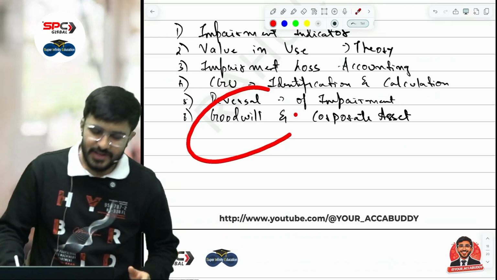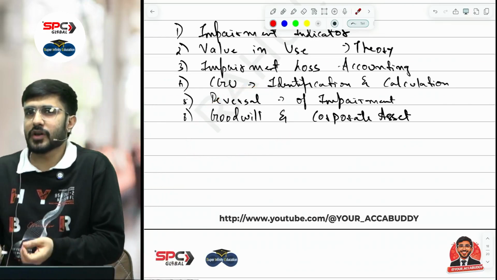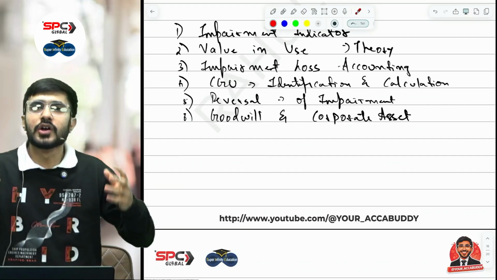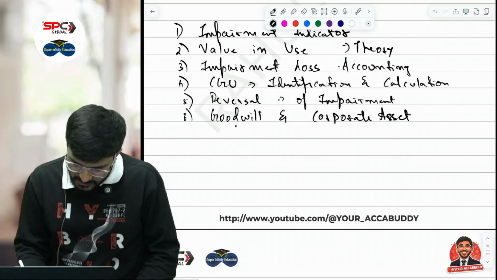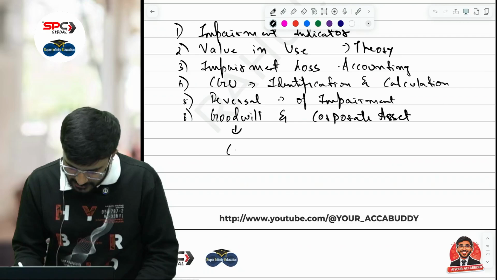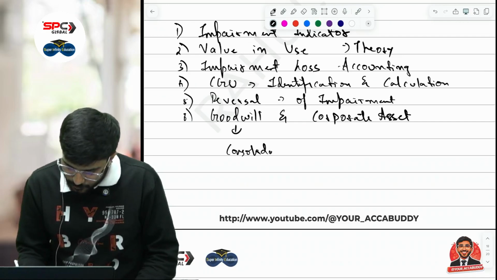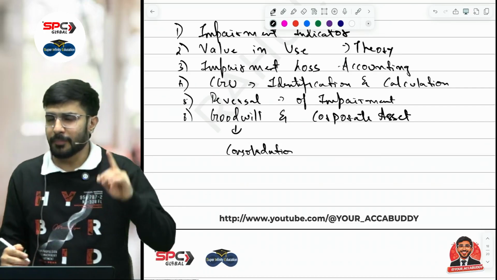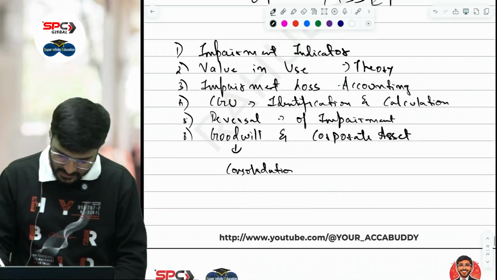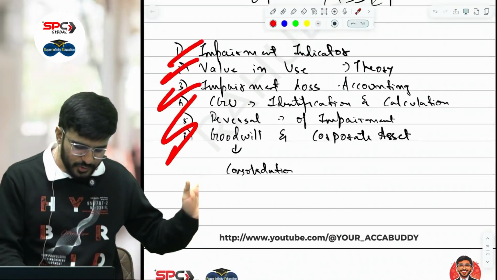Now sir, as you know, goodwill is an asset, but goodwill never generates independent cash flow, so it's very difficult to calculate the impairment amount. And we have learned this topic in your consolidation. In consolidation everyone, we have learned how to calculate the impairment value for goodwill with the help of CGU. Looploid company question is there, make sure that you do this. Yes sir. These are the 6 types of question everyone that usually come in the exam.